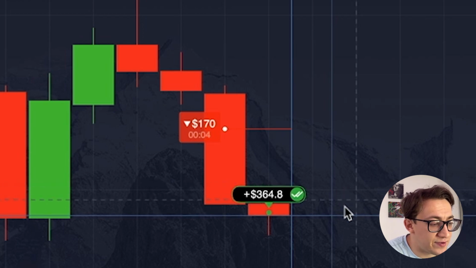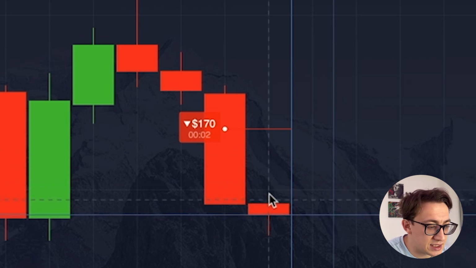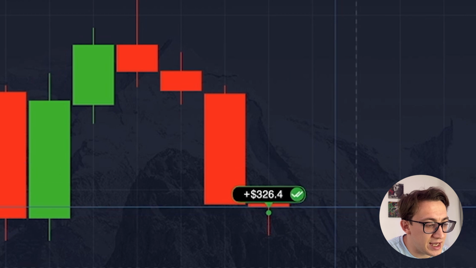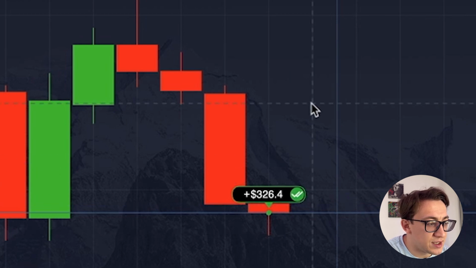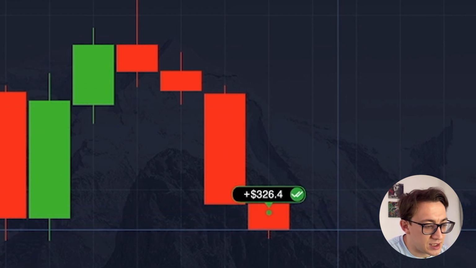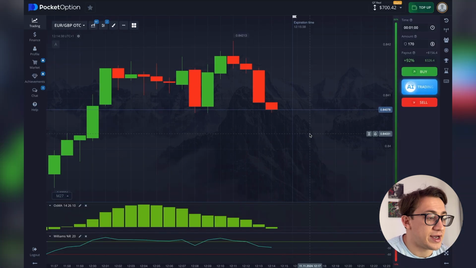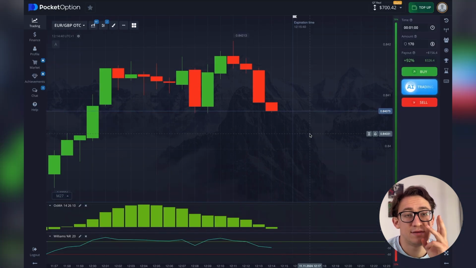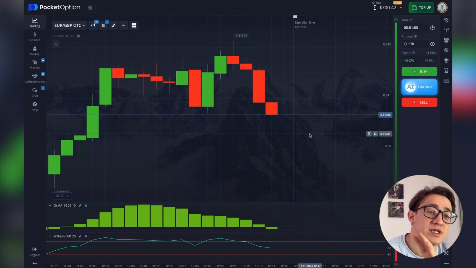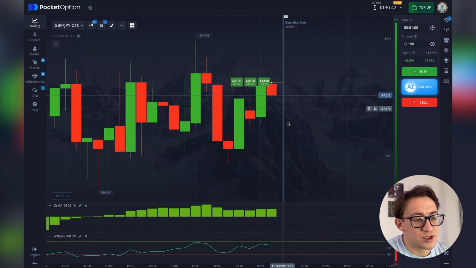So we get the first profit, $364, and we get the second profit, $326. So in my bank account, $700. It was a short deal, guys. And so we entered an upward position with 3 deals.